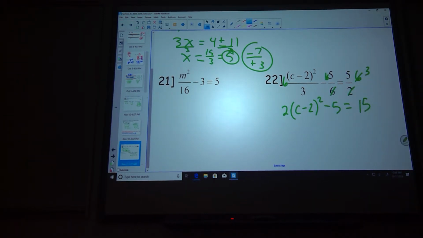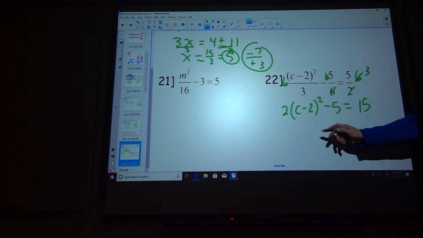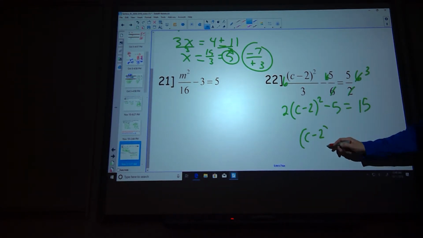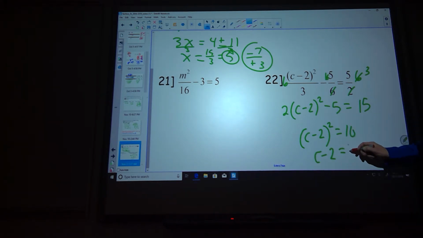Could you go ahead and work it out from there? Add 5 so you get 20, divide by 2 so you get 10. So then this works down to c minus 2 squared equals 10. Take the root: c minus 2 equals plus or minus root 10. So I get 2 plus or minus root 10, which is a nice irrational number.